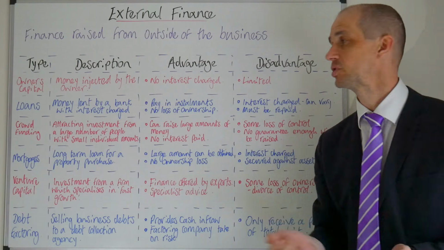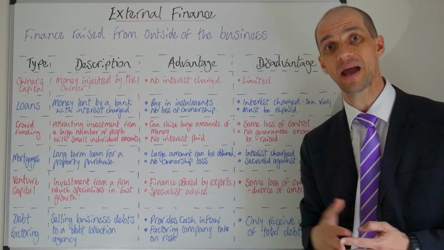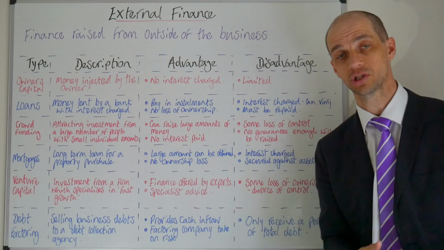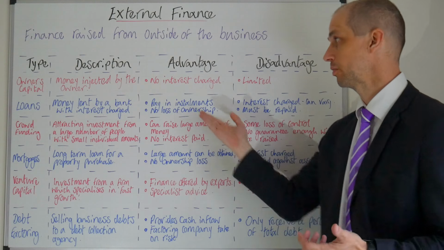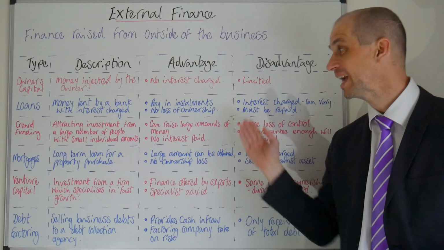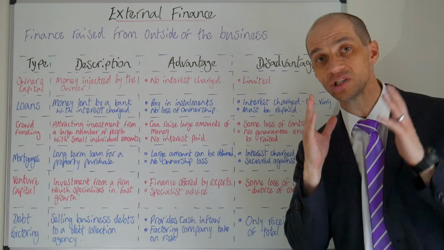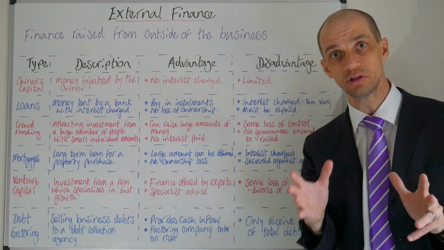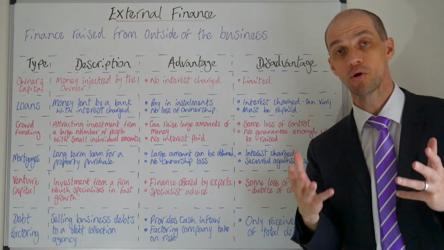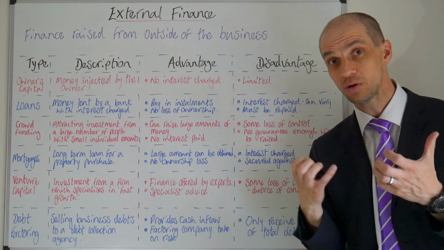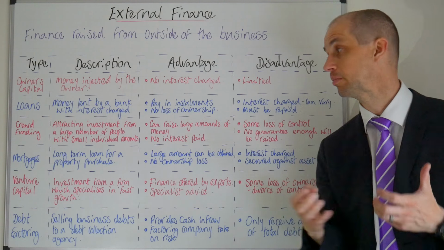Let's have a look at loans. So this is of course money lent by a bank with interest which is charged to the actual customer, in this case the business. You pay in installments. However, there is no loss of ownership. There is no divorce of control through selling shares. You keep and retain control over the business.